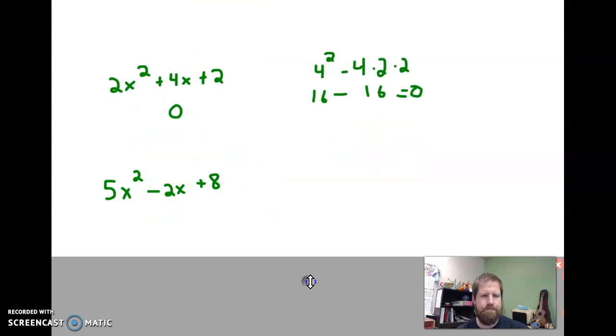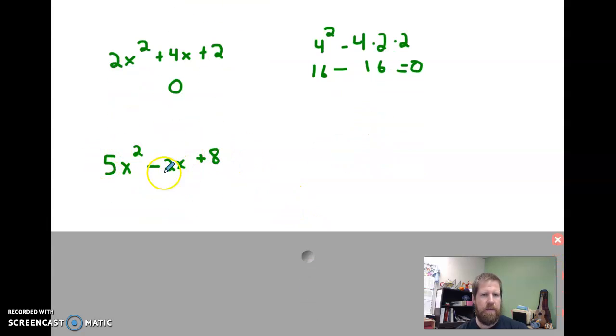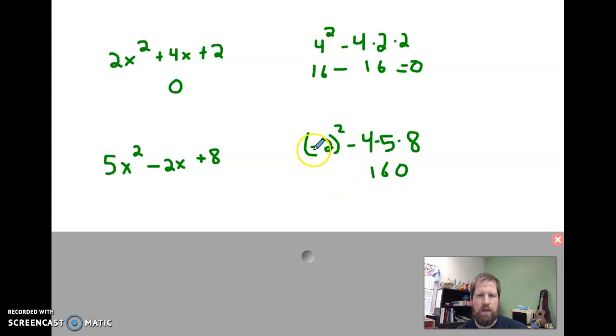Let's look at another one. Now I've got my b is negative 2, so negative 2 squared, minus 4 times a, which is 5, times c, which is 8. 4 times 5 is 20, times 8 is 160. Negative 2 squared is going to be 4, so 4 minus 160 is going to be negative 156. It's a negative, so I know I'm going to have no solution.